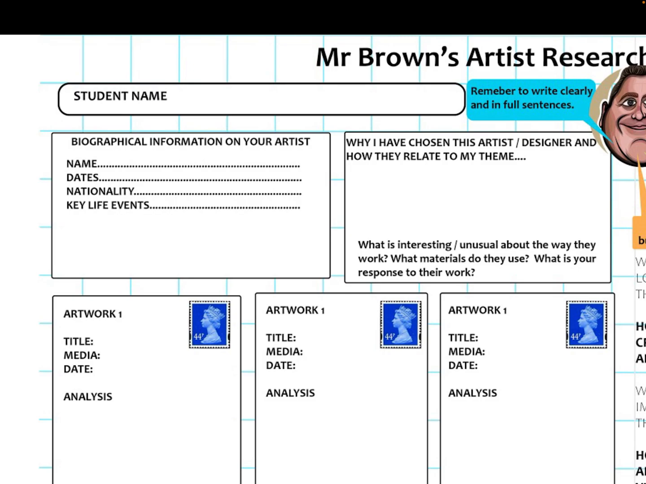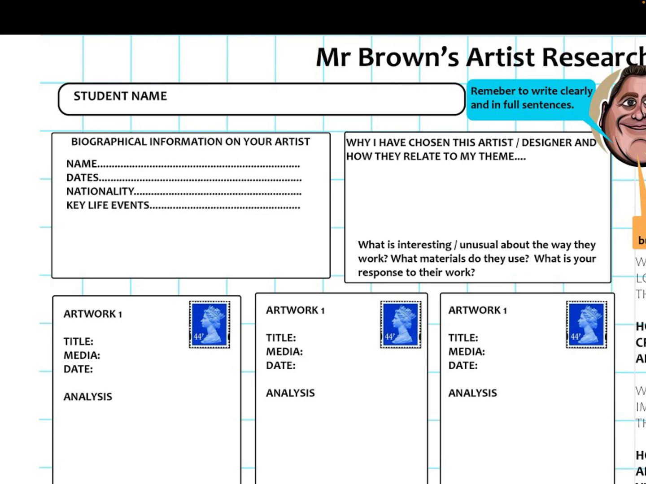Okay. So first thing is looking a little bit about some biographical information about your artist. We don't want reams and reams of writing which you've just copied out from Wikipedia. The most important thing really is about why you have chosen the artists you have and why they're having an influence on your project. Okay, so I don't really want to know about where they went on holiday.